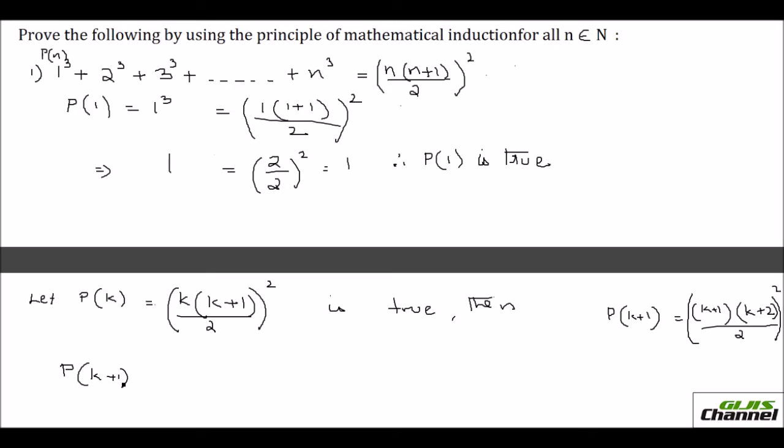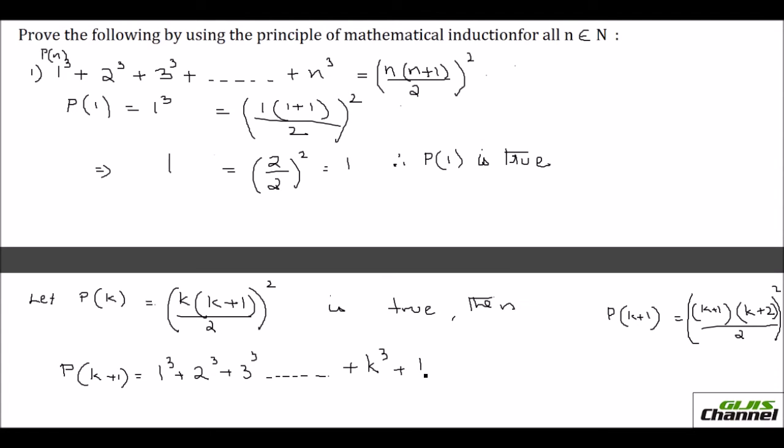So here P of K plus 1 will be equal to 1 cube plus 2 cube, I write the series again, 3 cube, and so on it goes, and you have plus K cube.